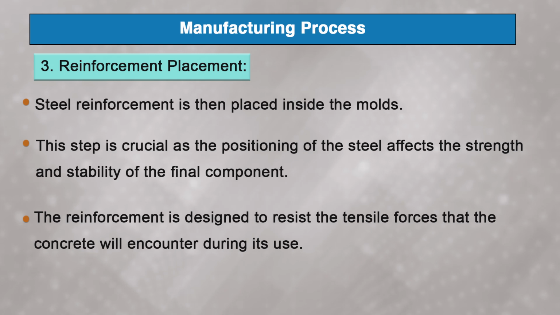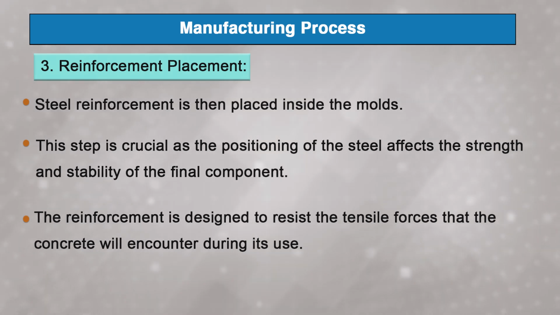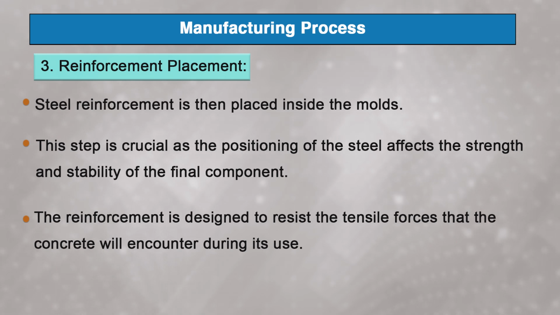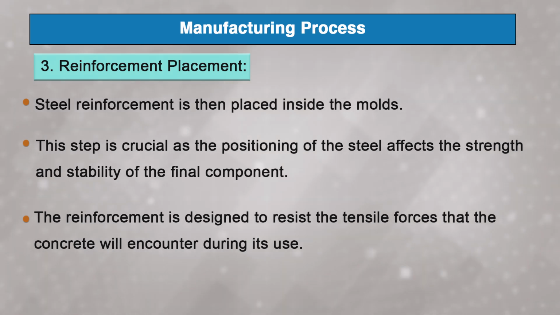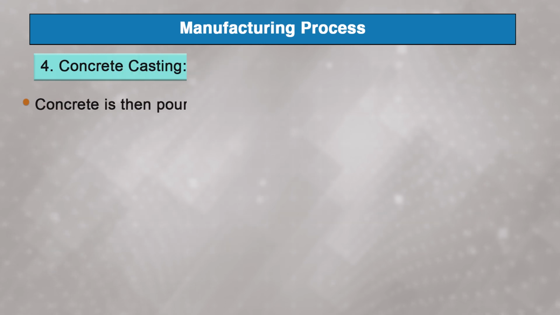In pre-stressed concrete elements, steel tendons are tensioned before the concrete is poured. This tension is released after the concrete has cured, giving the component additional strength and allowing it to span longer distances without additional support. Reinforcement placement must be precise to ensure that the finished component can carry the design loads. Misplacement can lead to structural weakness or even failure.